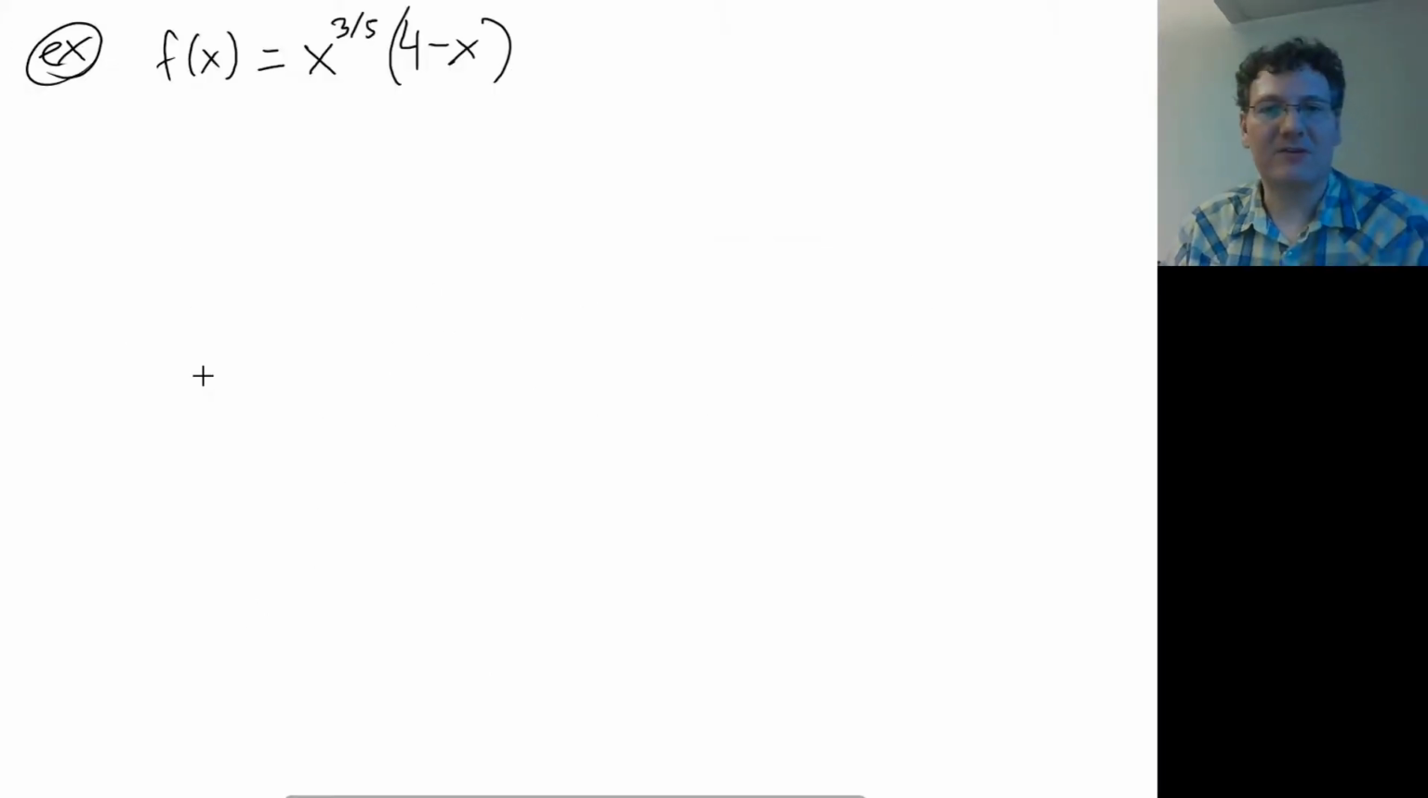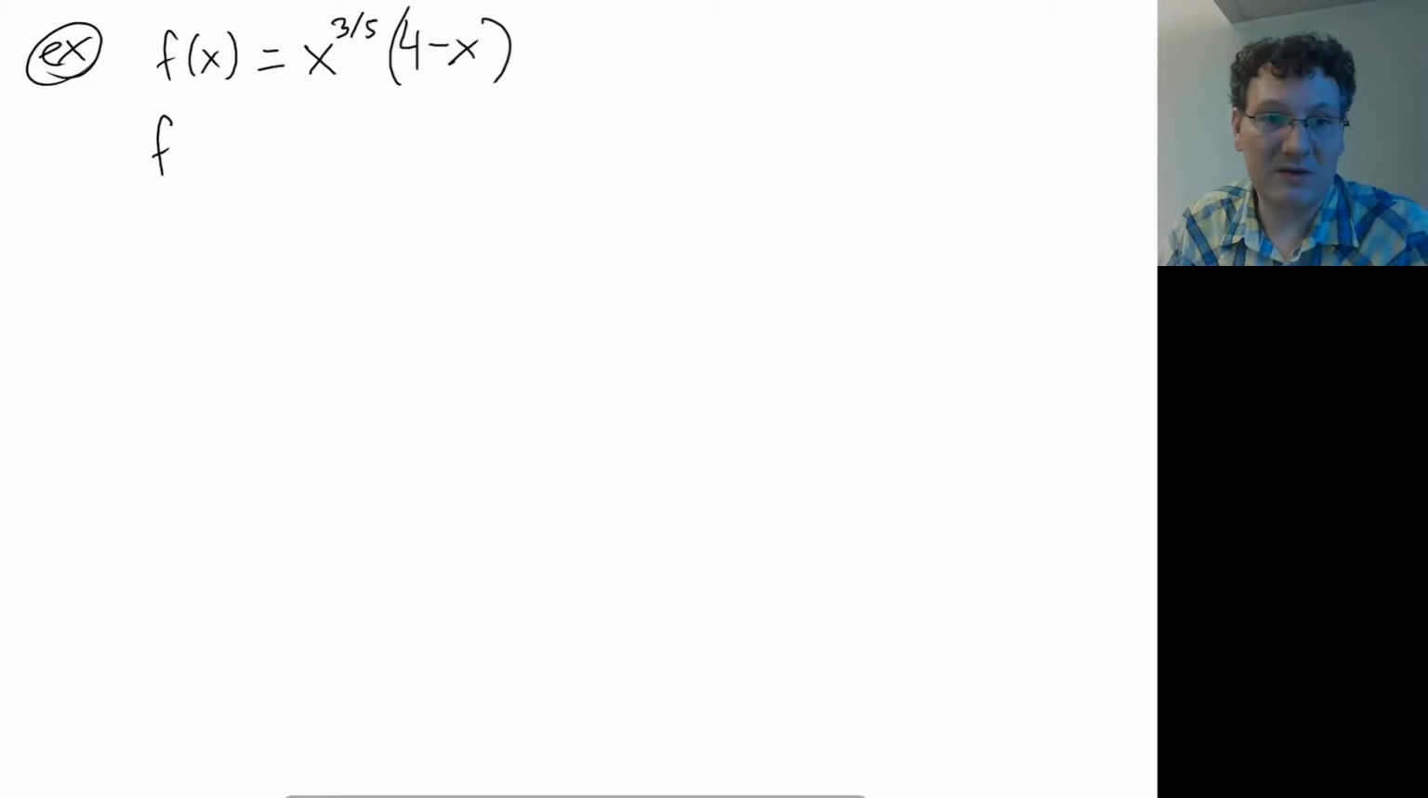Okay, so take this function. f of x is x to the 3/5 times 4 minus x. We want to look for all the critical numbers for this function. And so we're going to take the derivative.